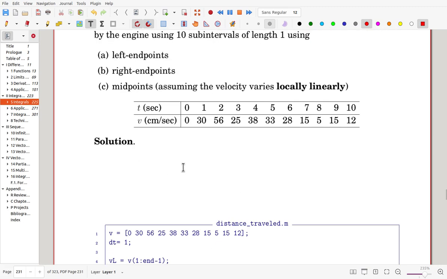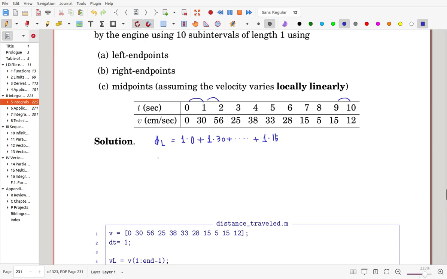Okay, here, now, once we try to get distance by using left-hand points, then for the first interval, the interval length is 1, but the velocity is 0. And for the second subinterval, the interval length is 1, but the left endpoint value is 30, and so on. So that at the last moment, the interval length is 1, and the left endpoint value is 15.